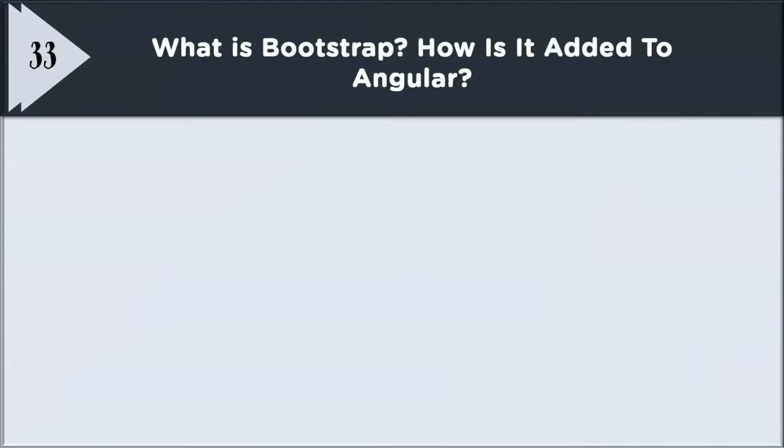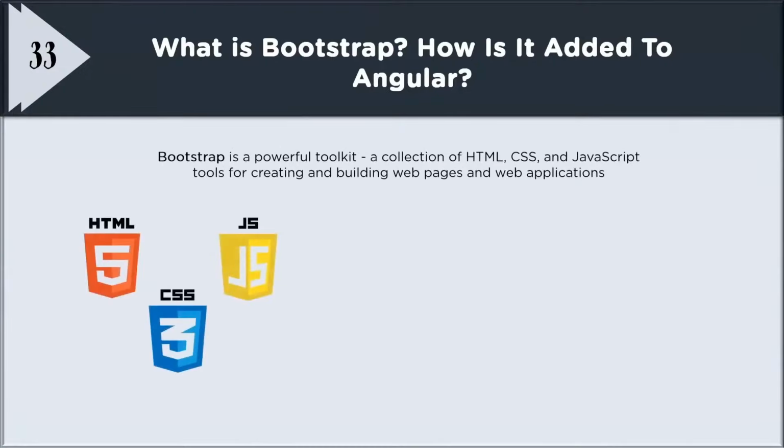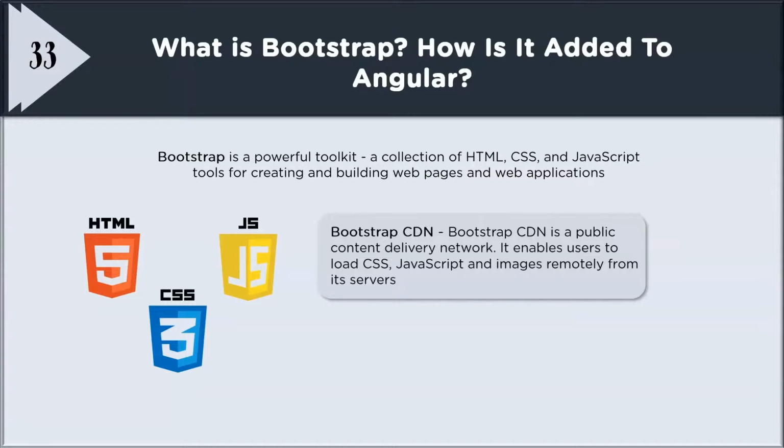Moving on, what is Bootstrap? How is it added to Angular? Now, Bootstrap is a powerful toolkit. It is a collection of basic HTML, CSS, and JavaScript tools for creating and building responsive web applications. There are two ways to embed Bootstrap libraries. First up is using the Bootstrap CDN, which is the Content Delivery Network. Now this enables users to load the CSS and JavaScript files remotely from its servers.